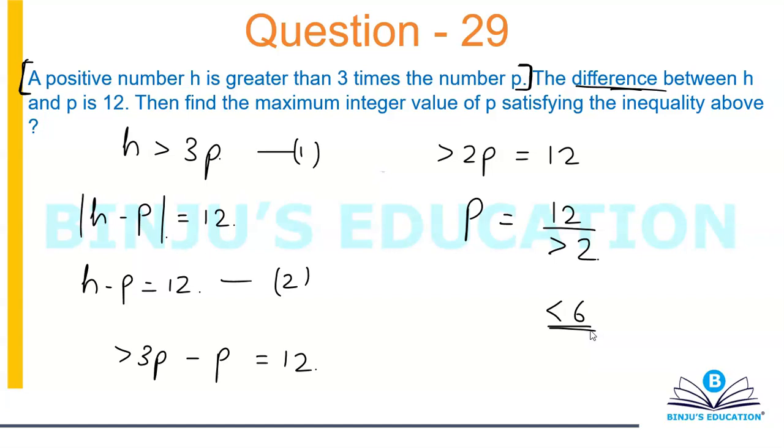So 12 by 2 is 6. 12 divided by something greater than 2 will be less than 6. So p is less than 6. Now what's the question? Find the maximum integer value of p. So the maximum integer value of p is 5. That will be your answer.